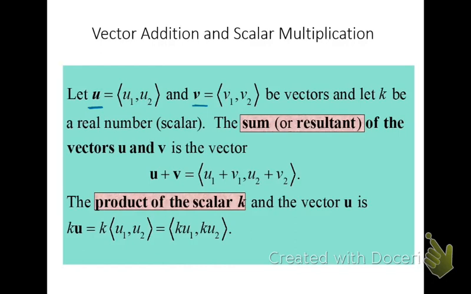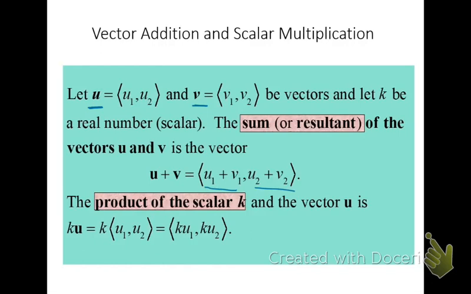So the sum, another phrase, is also the resultant. It means when I want to go in and add two vectors together, I just add the two components. So I add the first two components together and I add the second two components together. We do not share them, okay?